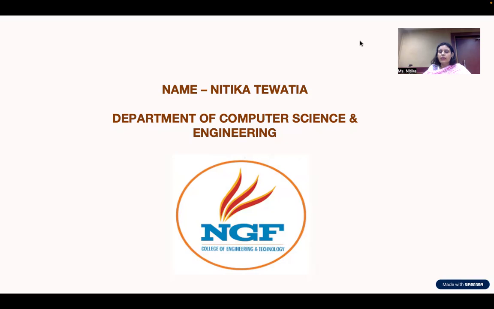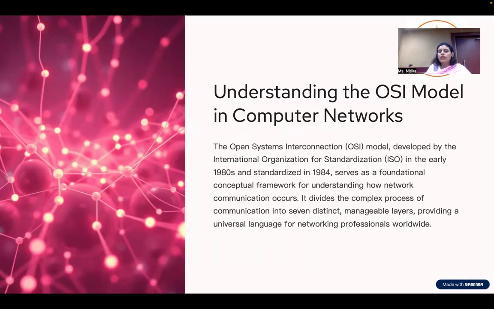Today, we are discussing the OSI model, which is a part of computer networks. First, let us understand what the OSI model is. OSI stands for Open Systems Interconnection, developed by ISO, the International Organization for Standardization. It was developed in the 1980s and actually implemented in 1984. It has 7 layers which help us manage networking very smoothly.